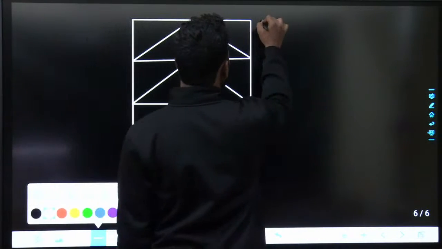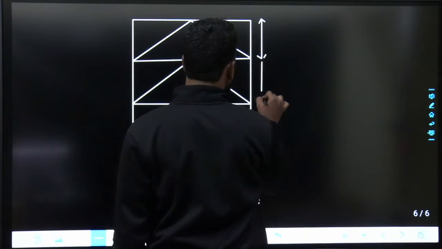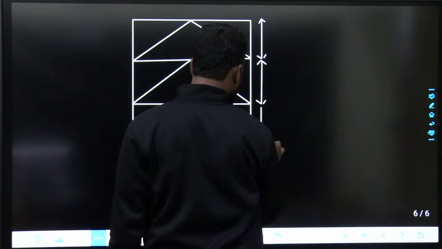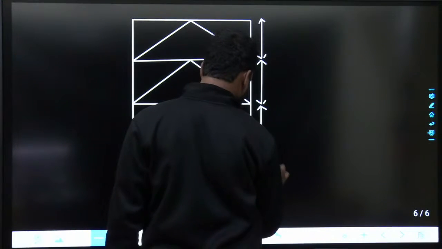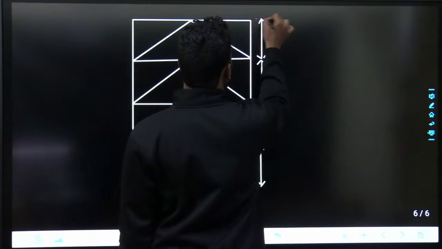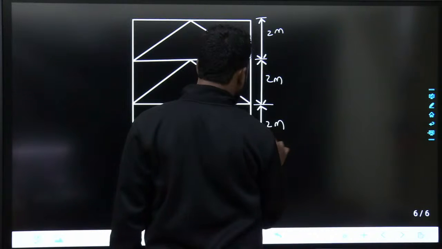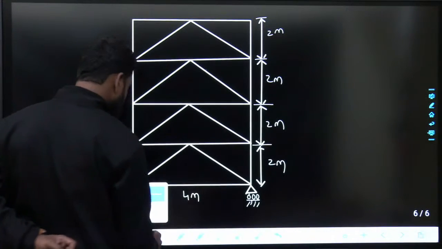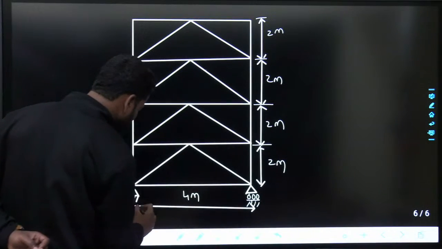Everything is 2 meters, 2 meters, 2 meters, 2 meters, and so on. This one is 4 meters.